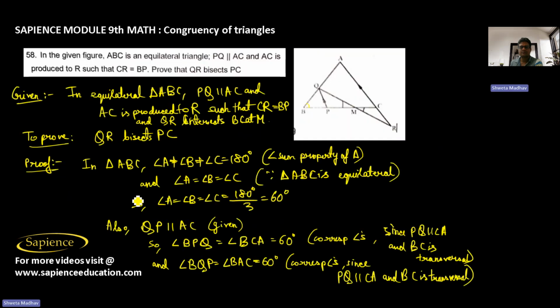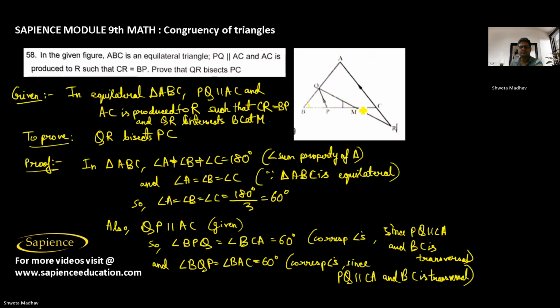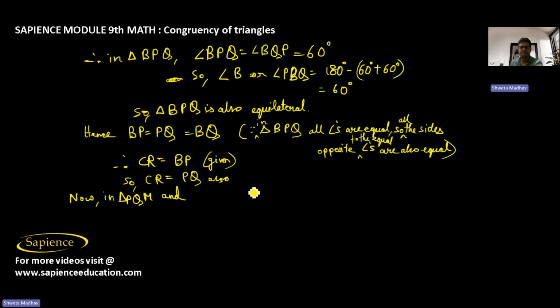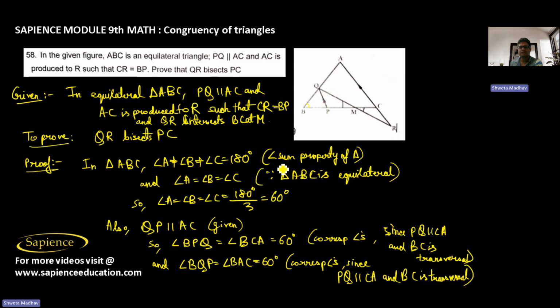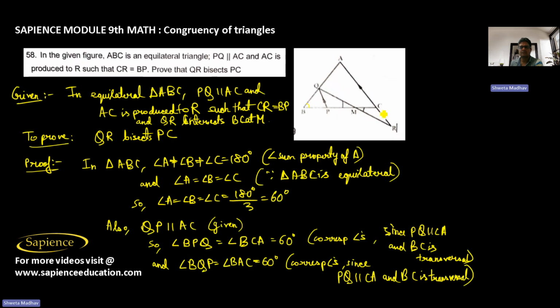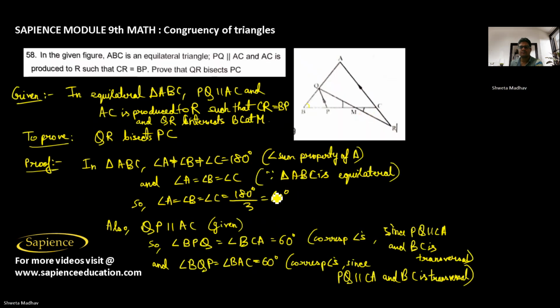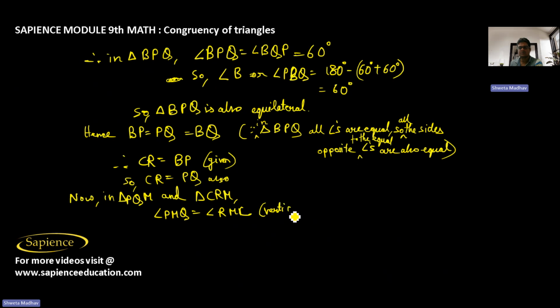Okay, so now in triangle PQM and triangle CRM, you can see that angle PMQ is equal to angle RMC, since they are vertically opposite angles. Vertically opposite angles are equal.